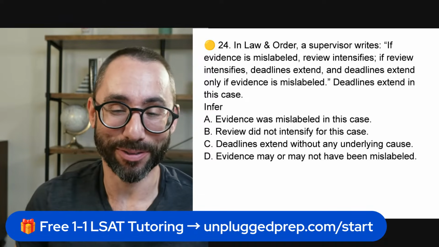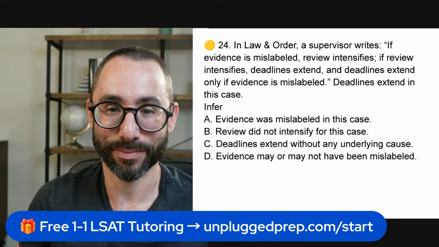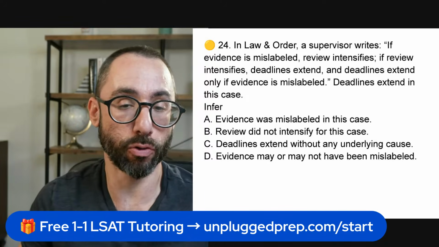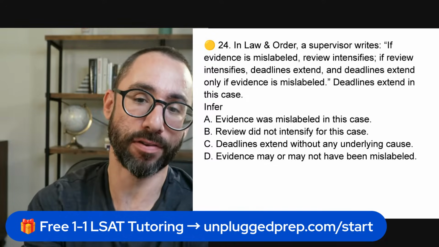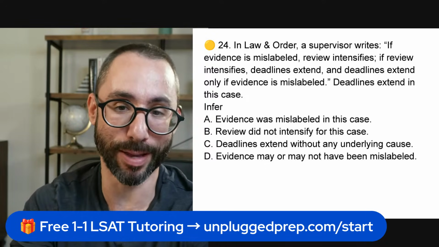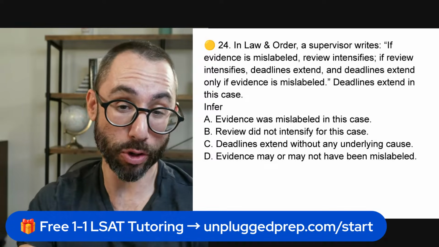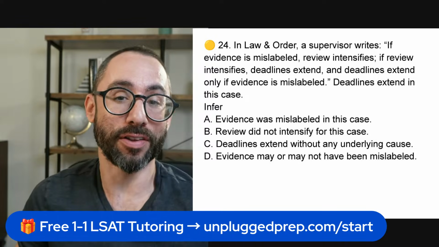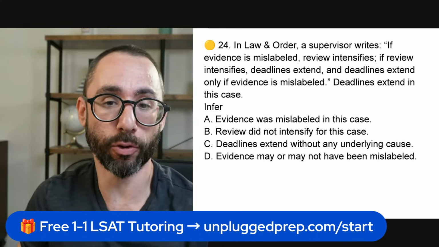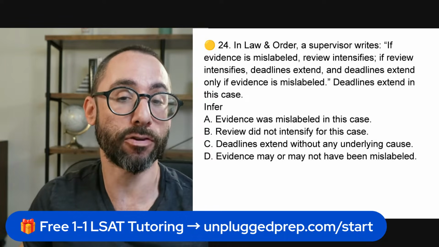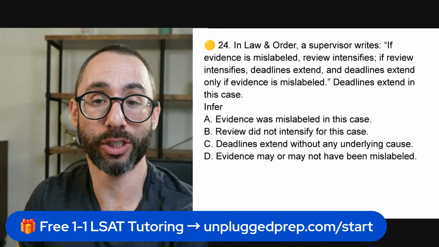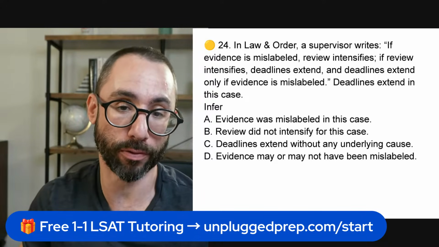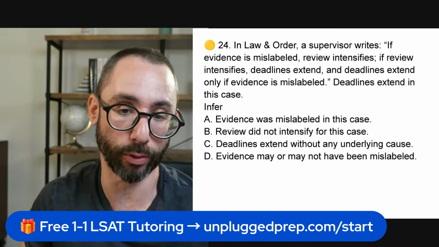Again, a little bit trickier. So we have a chain reaction, evidence mislabeled, review intensifies, deadlines extend. Then the final statement says deadlines extend only if evidence is mislabeled. So this one is a little bit circular, but they can do that. They can do whatever they want, and they do, right? So evidence mislabeled was the initial sufficient condition, but it's also the final necessary condition as well, meaning that in a sense, evidence mislabeled and deadlines extend are biconditional arrows of sorts, goes both directions, like if and only if from earlier.